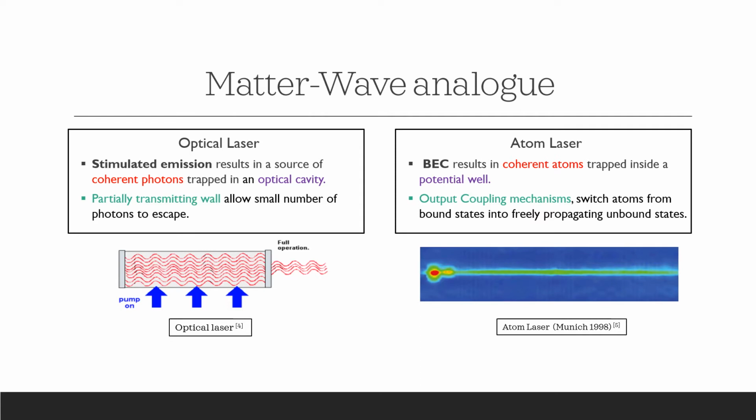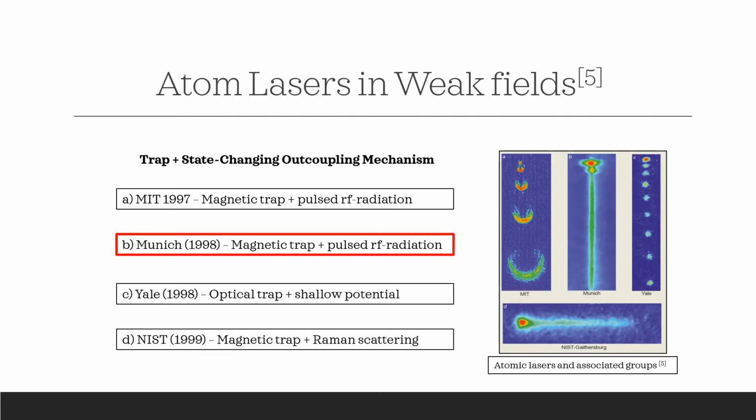a laser. An atom laser can be thought of as a matter wave analog to this idea of an optical laser. But instead of coherent photons, we have coherent atoms trapped inside a potential well. The key question is then, how do we get these atoms from the trapped state into a freely propagating state? And the answer is, we use processes known as output coupling mechanisms. The first output coupling mechanisms were realized through the introduction of weak fields to the trapping potentials, causing bound states to be outputted into freely propagating states. These traps and state-changing output coupling mechanisms are displayed here.